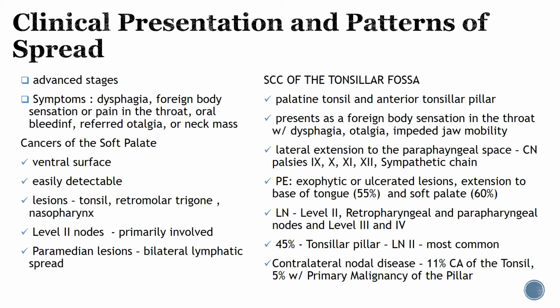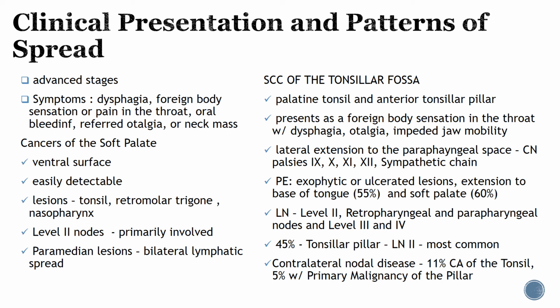The lateral extension into the parapharyngeal space can present as cranial nerve palsies that involve cranial nerves 9, 10, 11, and 12, or the sympathetic chain. Physical examination can show exophytic or ulcerated lesions. Extension into the base of tongue inferiorly and the soft palate superiorly is common. It affected 55% and 60% of patients respectively.